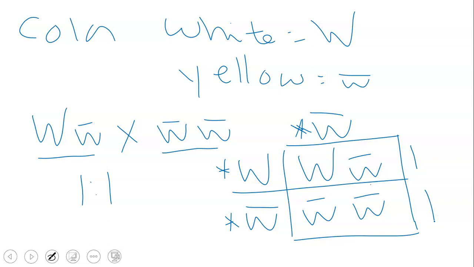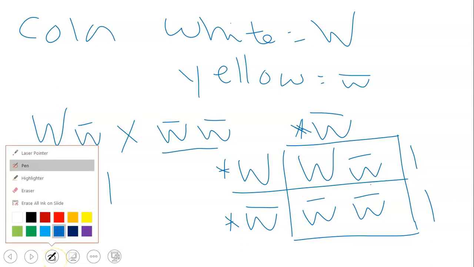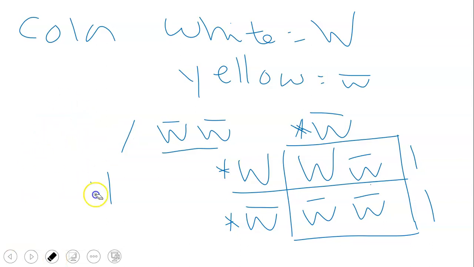Okay, let's do that last one together. A little slow at erasing.